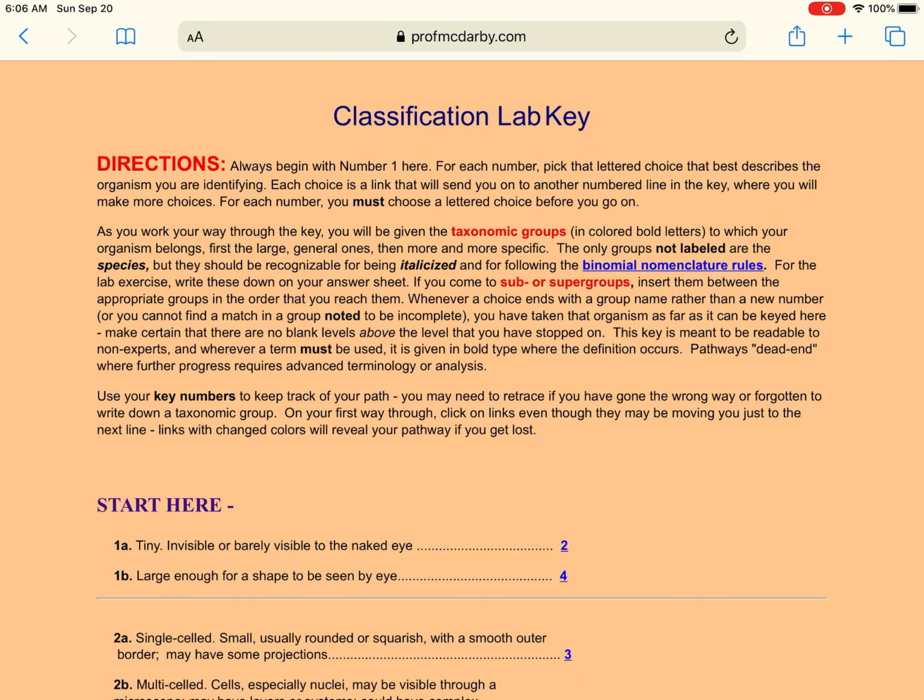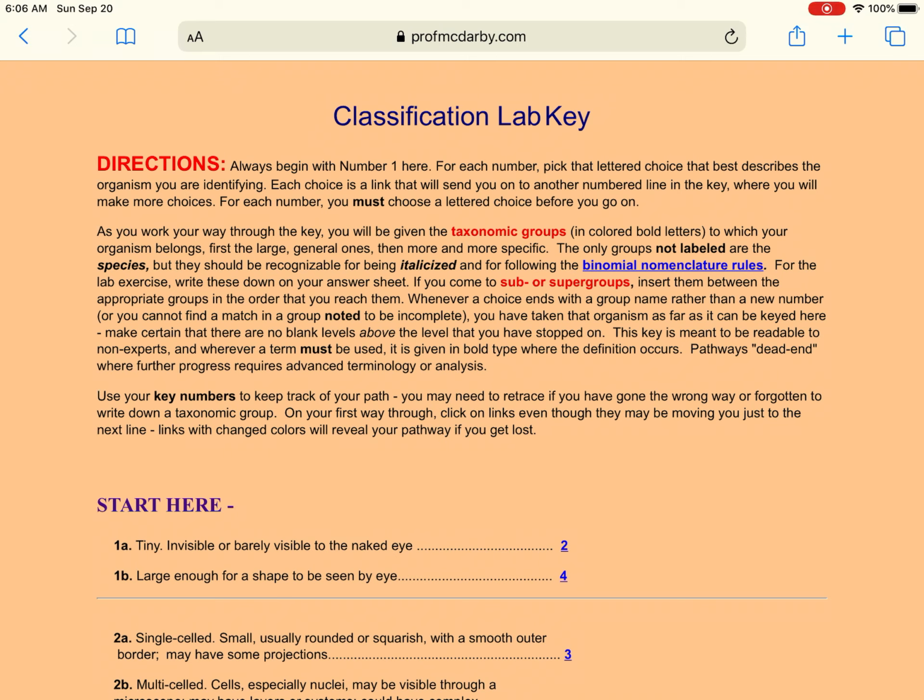Basically, what you're going to do is you're going to work your way question by question by question down a classification ladder. And on your answer sheet, you're going to put stuff down as you hit it, including between the lines. If you get super and subgroups that go between the lines, you're going to hit those as well.